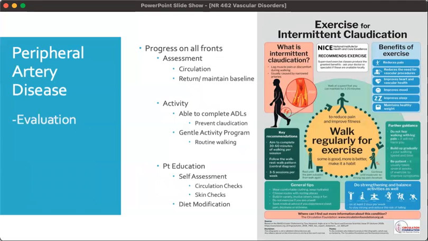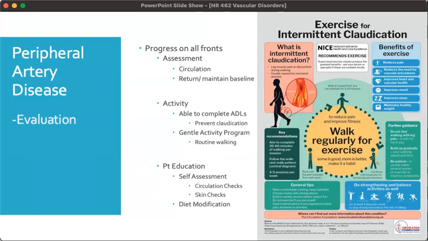On the evaluation side, we want to see progress on all fronts. So for the assessment, our objective data, we want to look for return of circulation or maintenance of circulation. And we'll do that through our pedal pulse checks. So that's a big thing we want to be looking for. We want to maintain their baseline, or if they've had a surgical intervention, we want their baseline to improve. We want to have a stronger pedal pulse if they've had a surgical intervention.